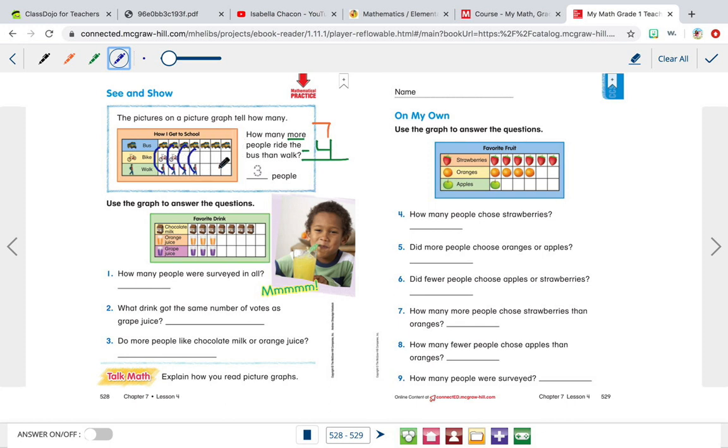But how many are left over? These met up, but these are left over. These are the ones that are more. So there are 3 more buses than people that walk, because there's only 4 people that are walking, but there's 7 buses. So there are 3 more people who ride the bus than there are people who walk. And that's how you do it. It's very easy with picture graphs to subtract, because you just connect the 2 and then count what's left over.